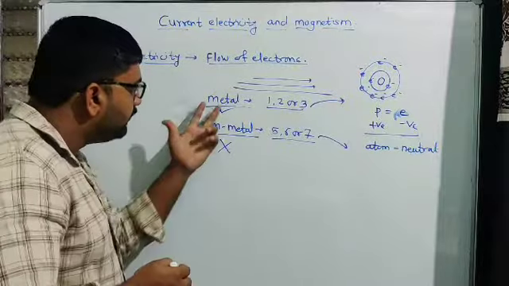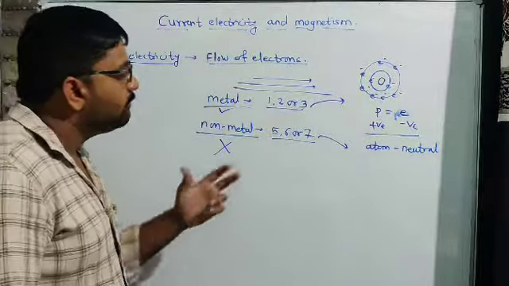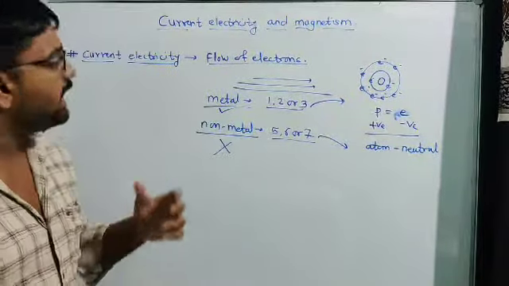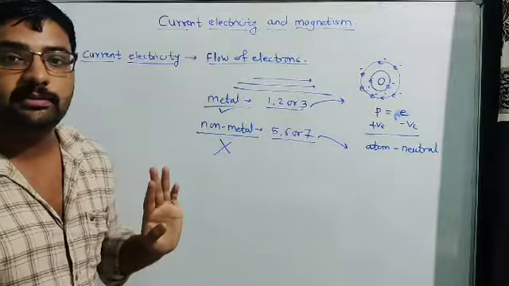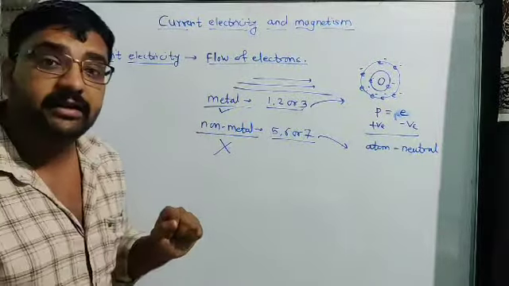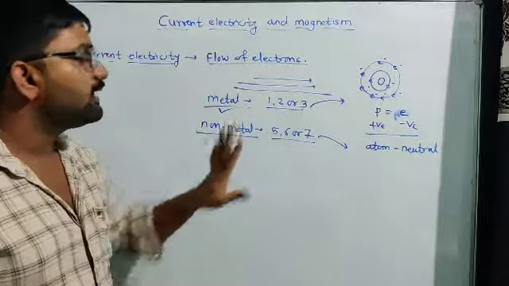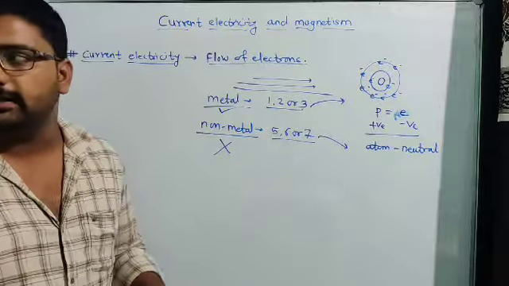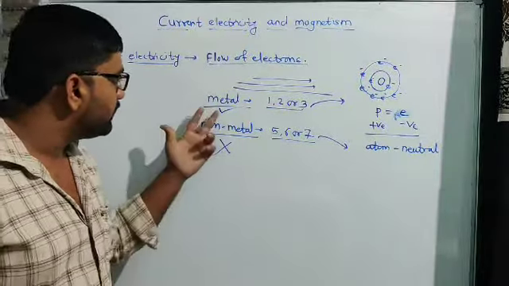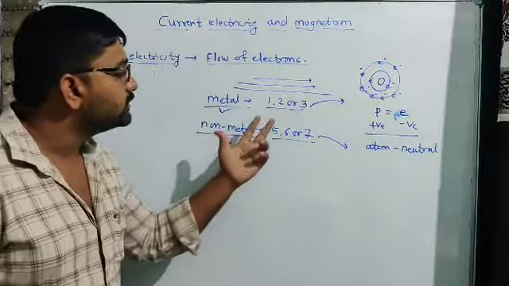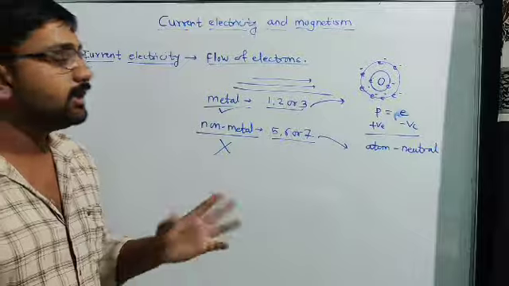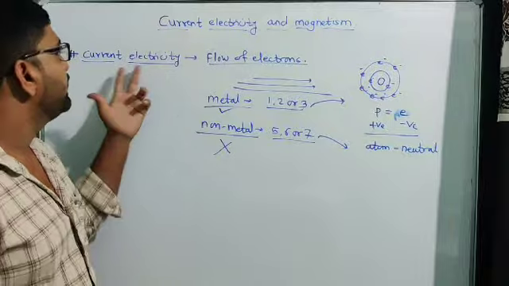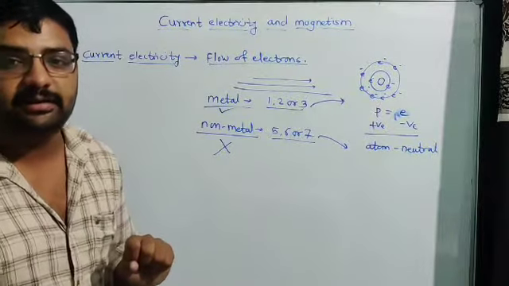Here electricity flows very easily because these electrons are called free electrons, they can move freely. And we know flow of electrons is simply called current electricity. So metals are good conductors of electricity and non-metals are bad conductors. Just remember, metals are good conductors because free electrons are there, and because of this, electrons can move and current is generated.